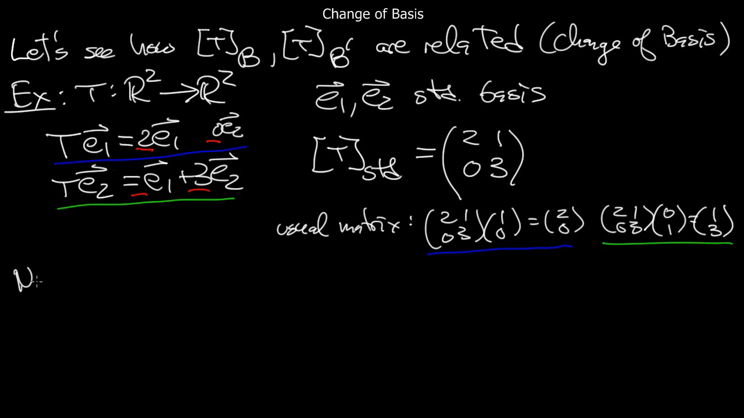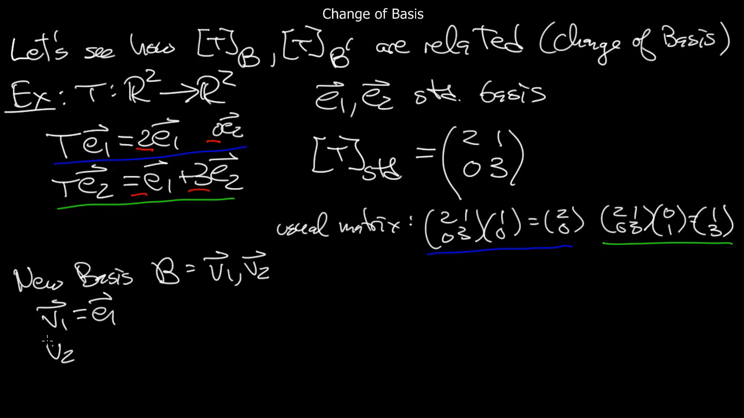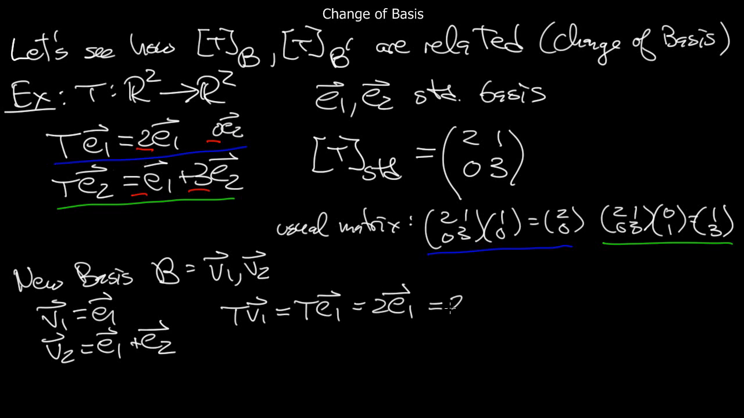And now I come along and I say, well, I'd rather you use a different basis. Let's use a new basis, V1 and V2, where for V1 I'll just take E1, if you don't mind. But for V2 I'd rather take E1 plus E2. So what's the matrix going to be with respect to this basis? So we have to compute what is T applied to V1. Well, V1 is E1, so it's T applied to E1. And I already told you that's 2E1. Now, you need to write this in the basis of the V's. Well, 2E1 is 2V1. So that's good.